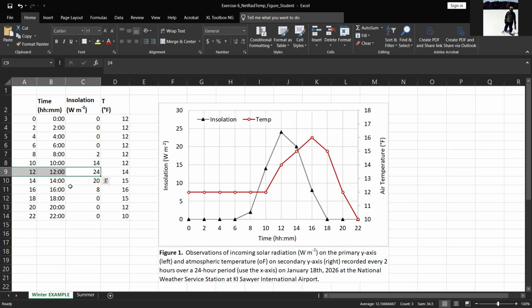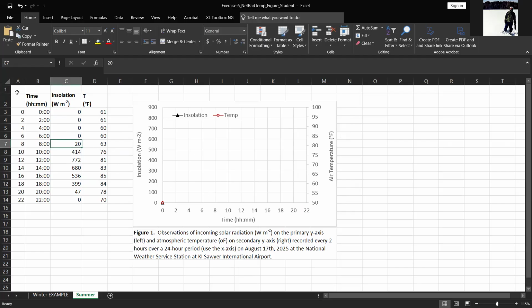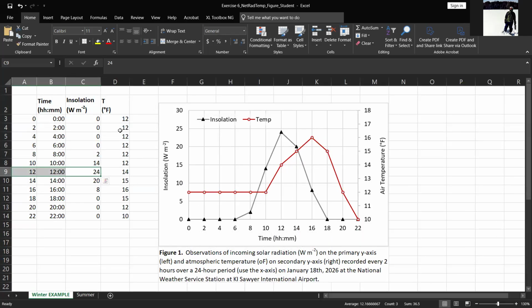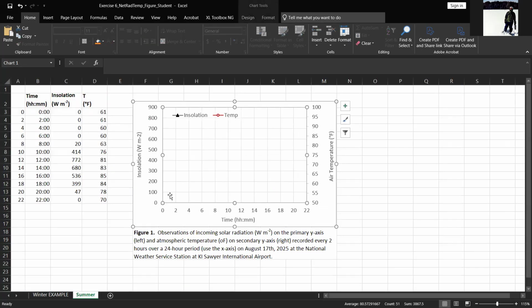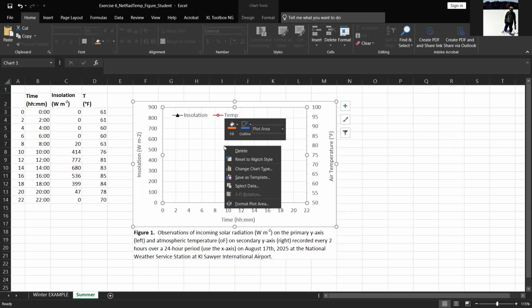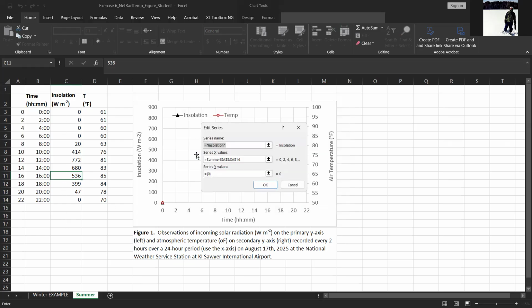So that's an example. And then I have this summer, which is blank for the moment. And you have the data right here. And so ways to achieve this, you could edit this winter example, you can go to the summer example, and you could add some points. One way to do it is to click on this graph and then right click and select data. We're going to first start with our insolation, and we're going to click edit.